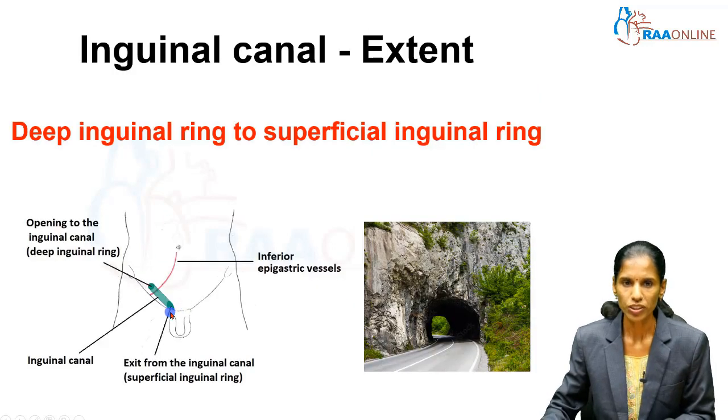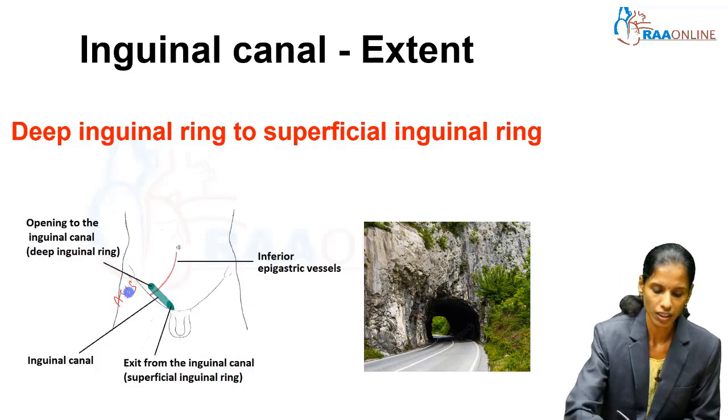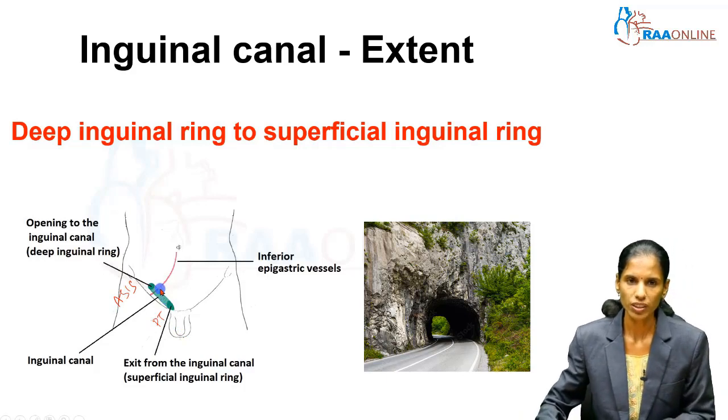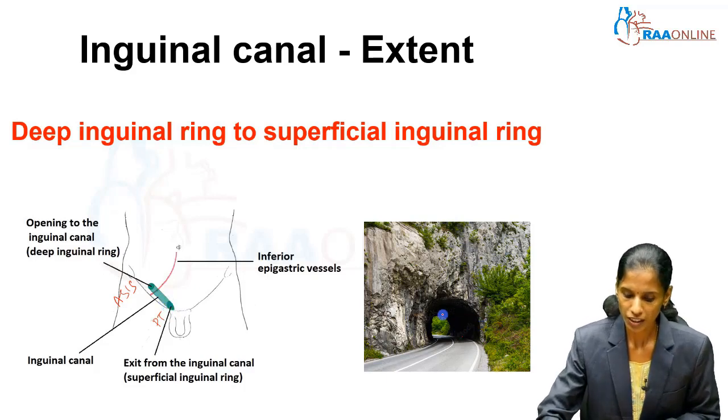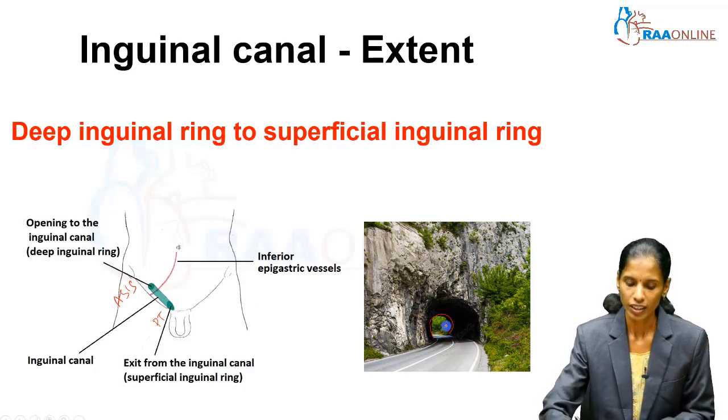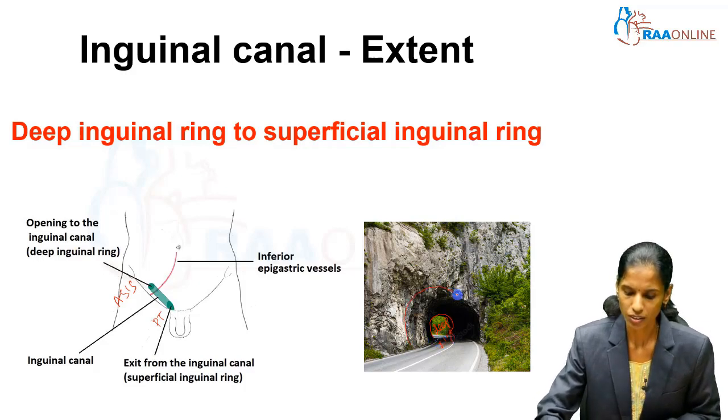With a simple picture, you can remember the extent of the inguinal canal. This is the point of ASIS, and this is the pubic tubercle. Between these two, the inguinal ligament is attached. Just above the medial half of the inguinal ligament, you can see the location of the inguinal canal, extending from the deep inguinal ring to the superficial inguinal ring. The deep ring is more lateral, and more medially you can see the superficial inguinal ring. In this picture of the oblique tunnel, the deep inner opening represents the deep inguinal ring, and the superficial one is called the superficial ring.